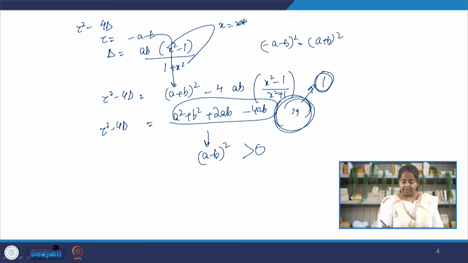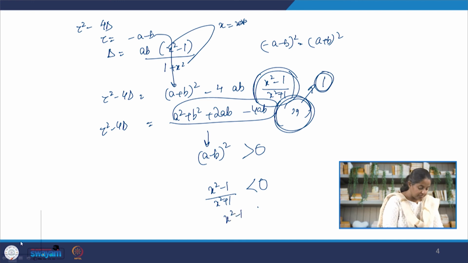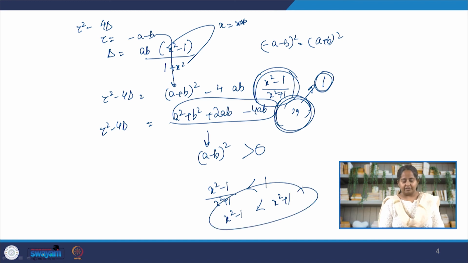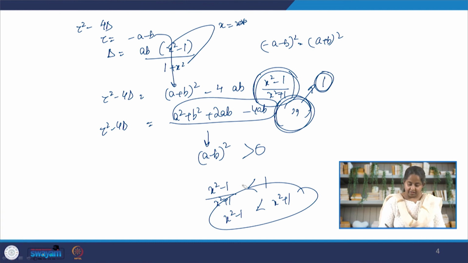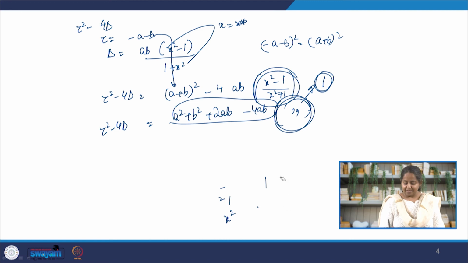However, what we see is that this term will always be less than 1. X square minus 1 by x square plus 1 is always going to be less than 1 for obvious reasons. This is always going to be the case. So what we notice is that under no circumstances is tau square minus 4 delta going to be less than 0, which tells me that the bigger fixed point is a stable fixed point.